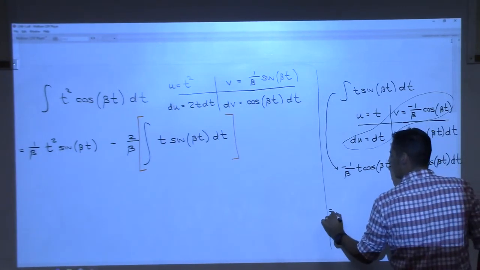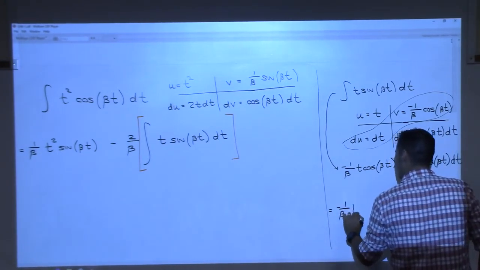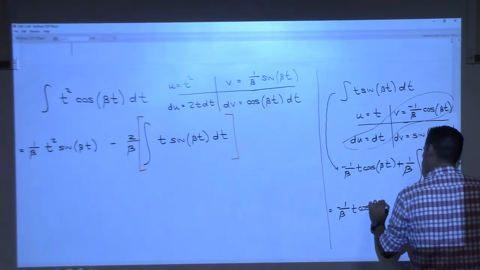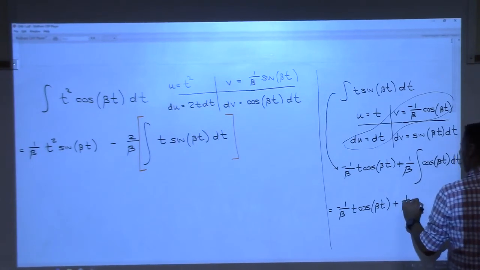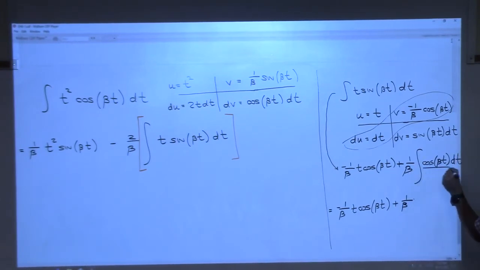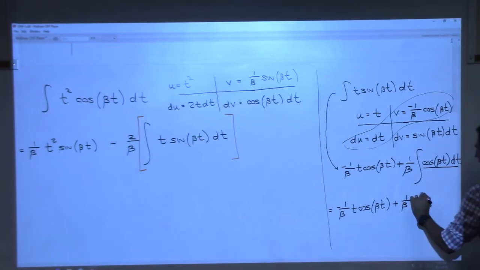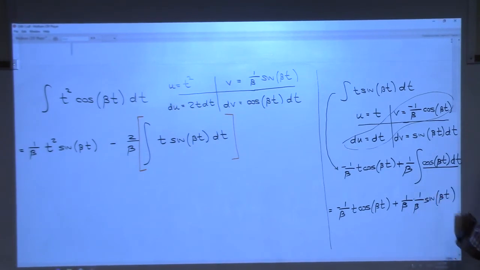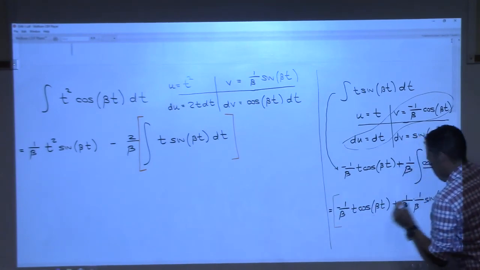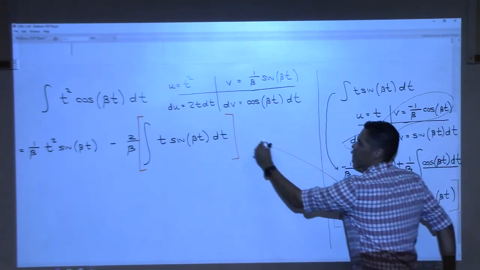And now this is negative 1 over beta t cosine beta t plus 1 over beta, and then now I need the antiderivative of that, which is 1 over beta again, sine beta t. This is just what's in there, right?